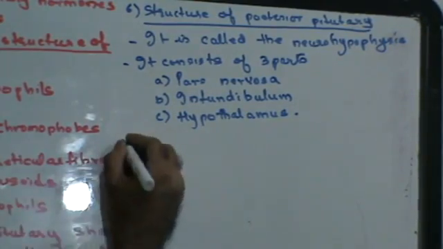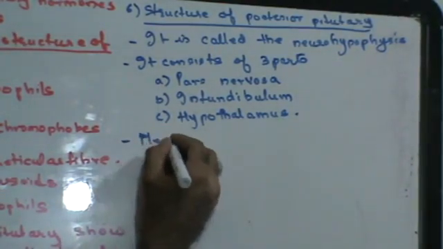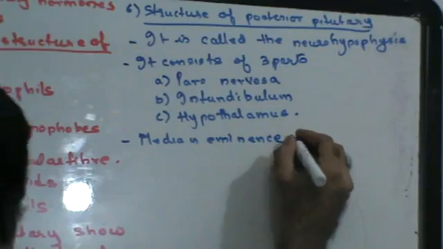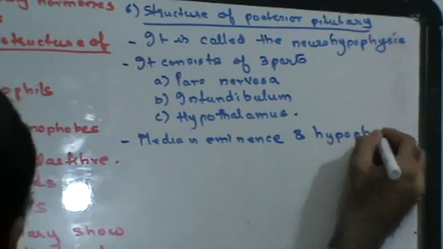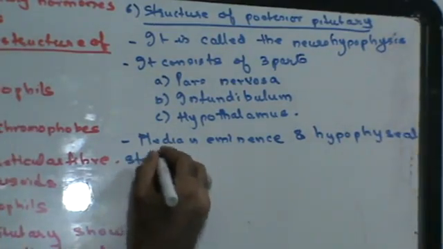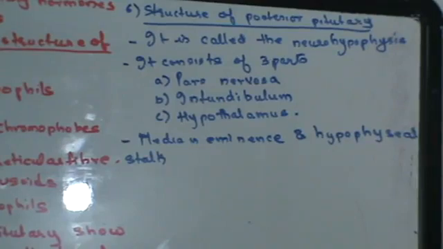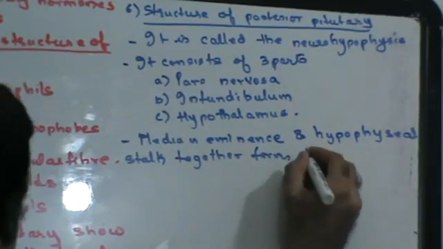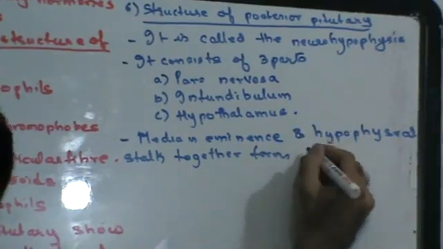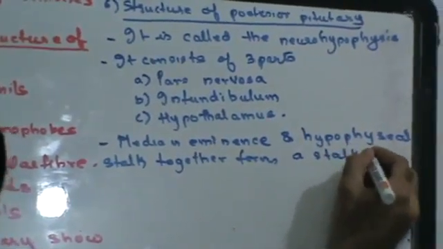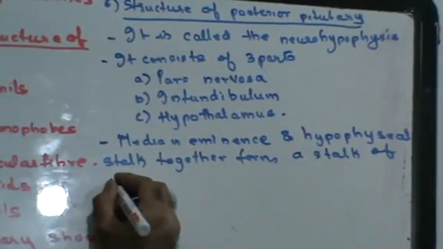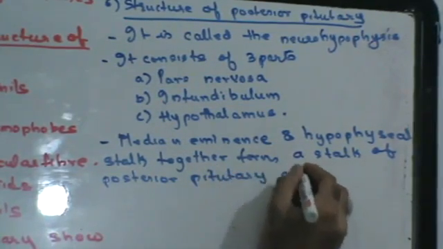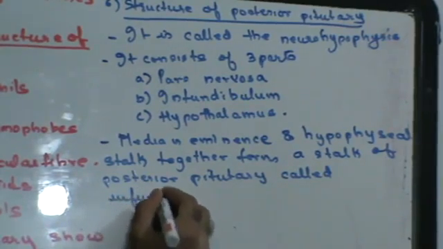Right? The median eminence and hypophyseal stalk together form a stalk of the posterior pituitary called the infundibulum.